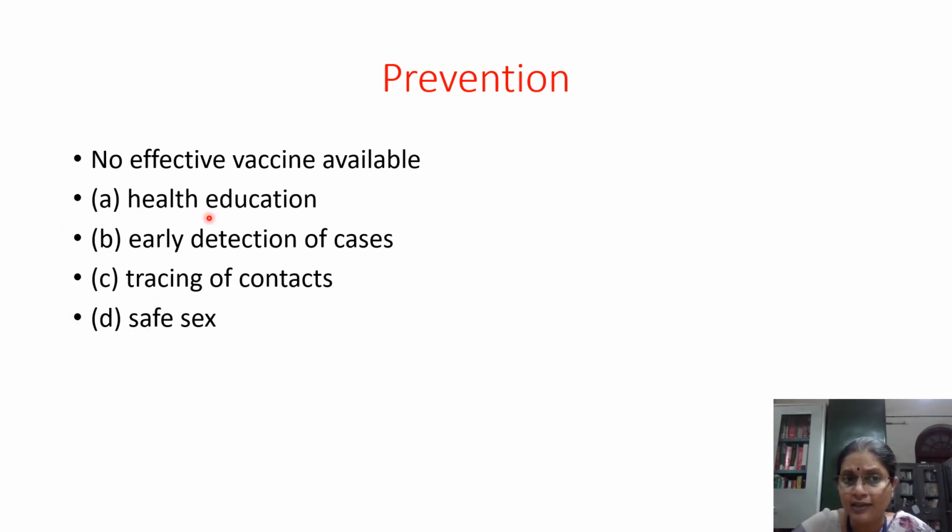First is health education, second is early detection of infective cases, third is tracing the contacts. If one person gets the infection, we need to find out with whom all he has had sexual contact, get them tested, and find out who is infected and who is not infected. All this must be done, and educate them to have safe sex.